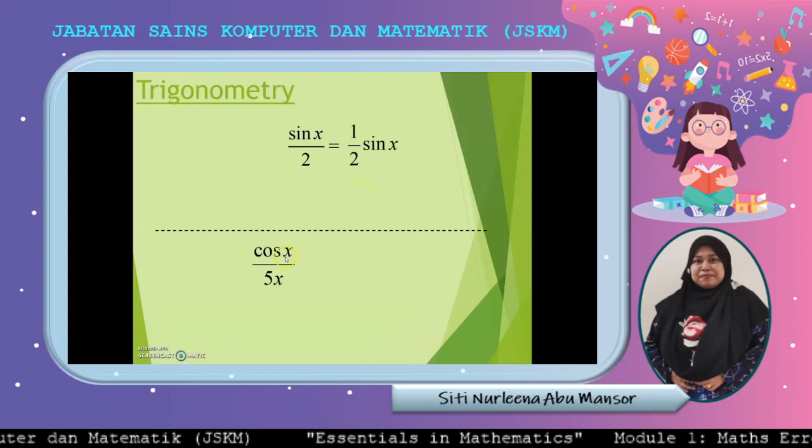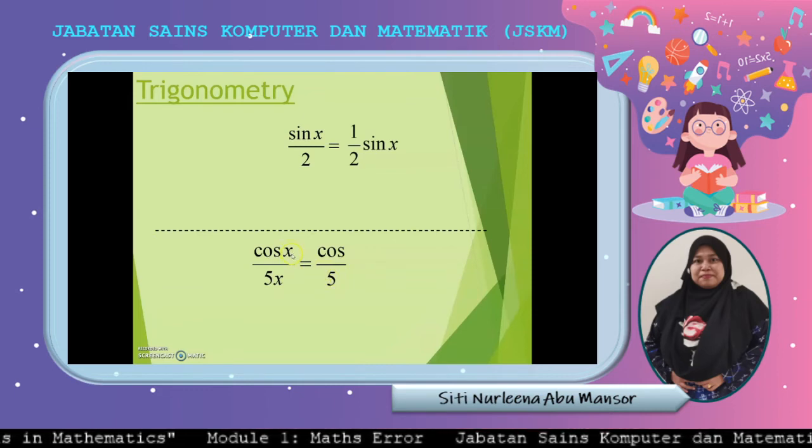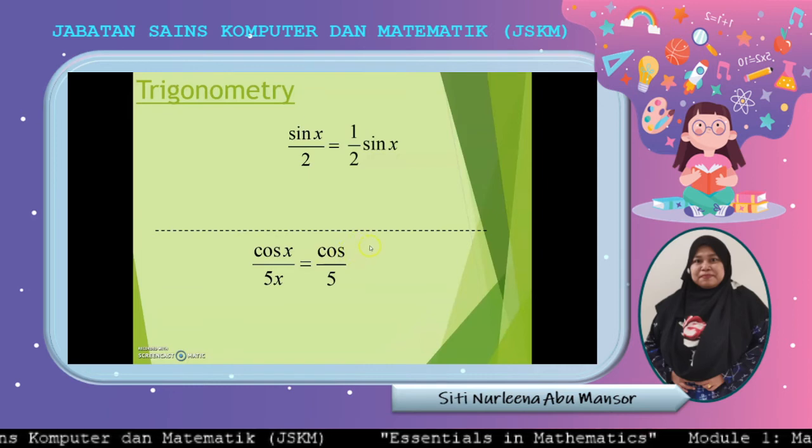So how about cos x over 5x? Is it like this, cos over 5? Some students did wrong by cancelling out this x, leaving behind just cos over 5. So we can see here that this cosine has lost its angle. So this is wrong.